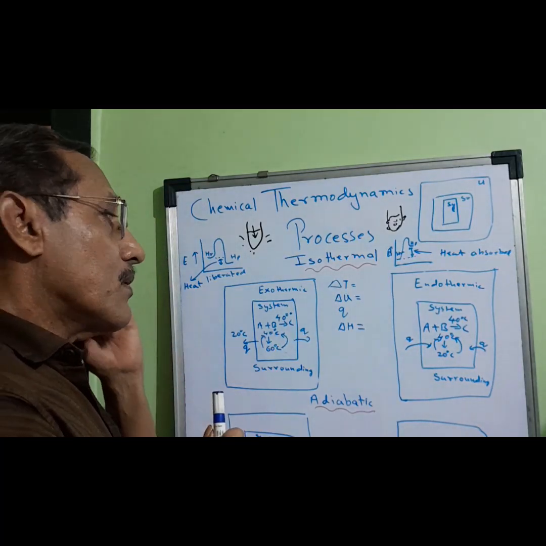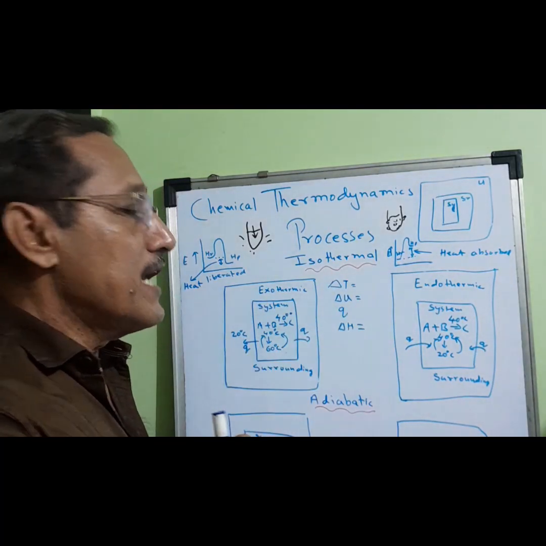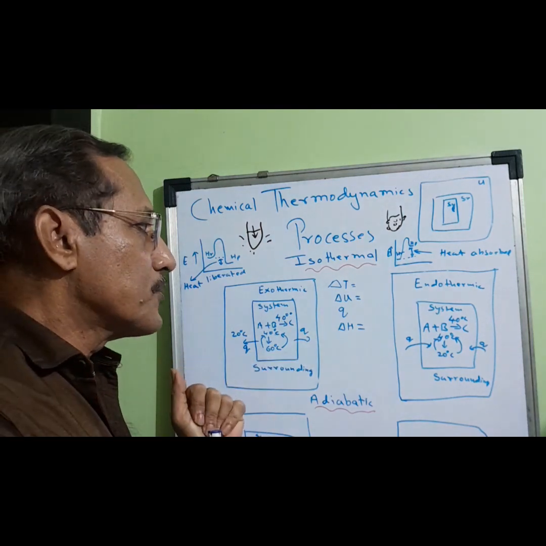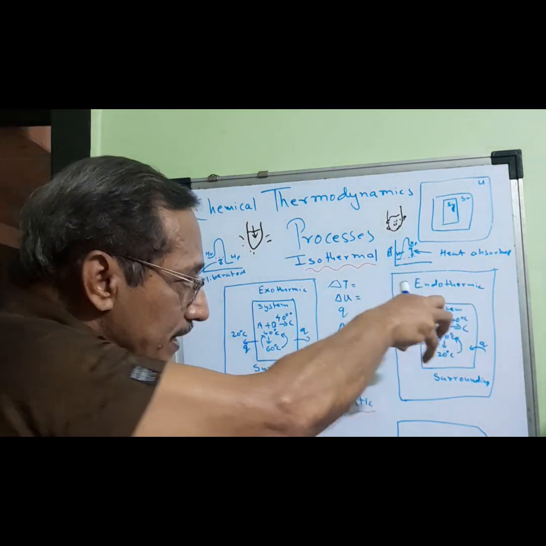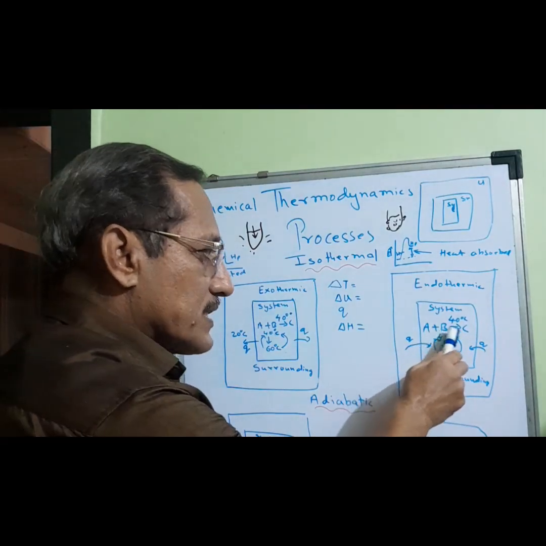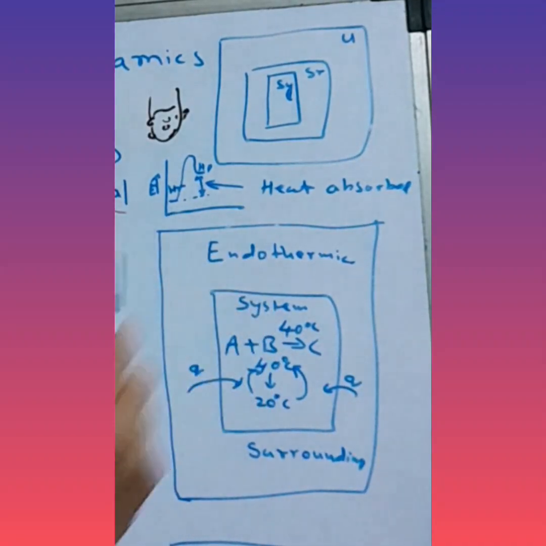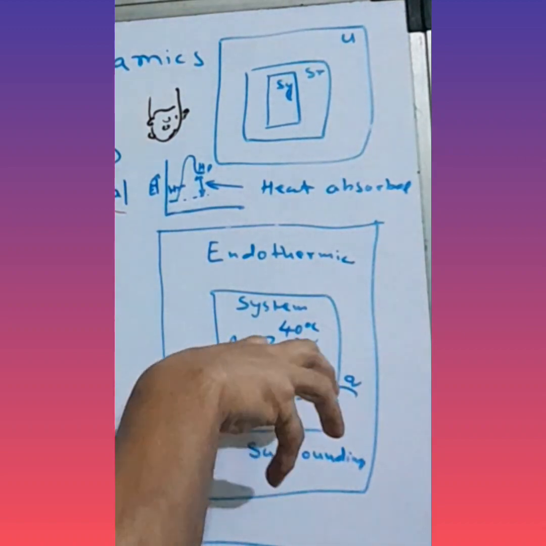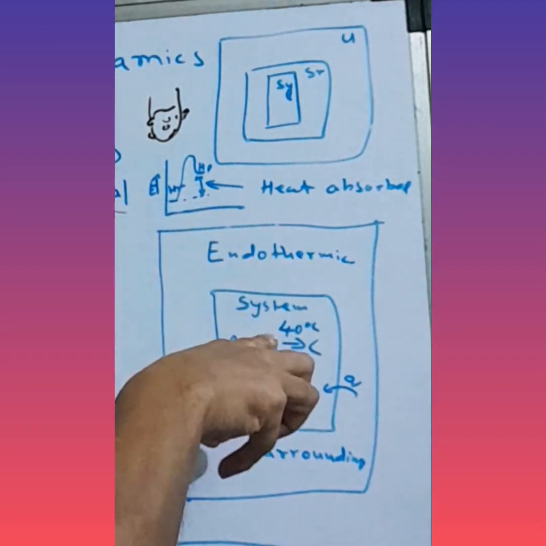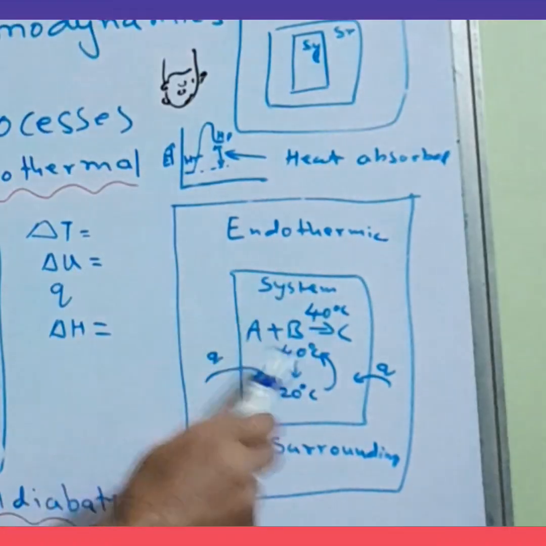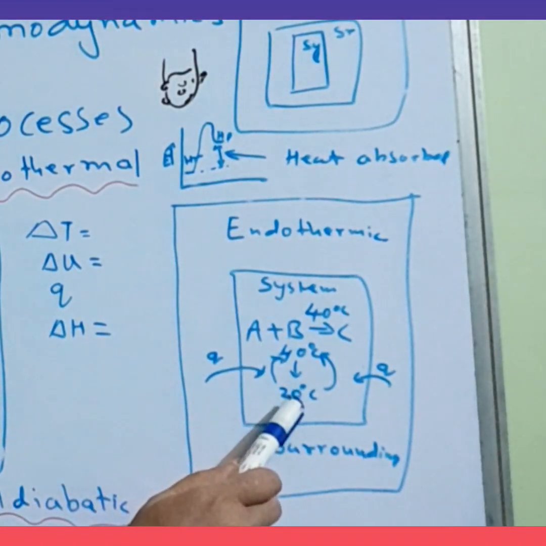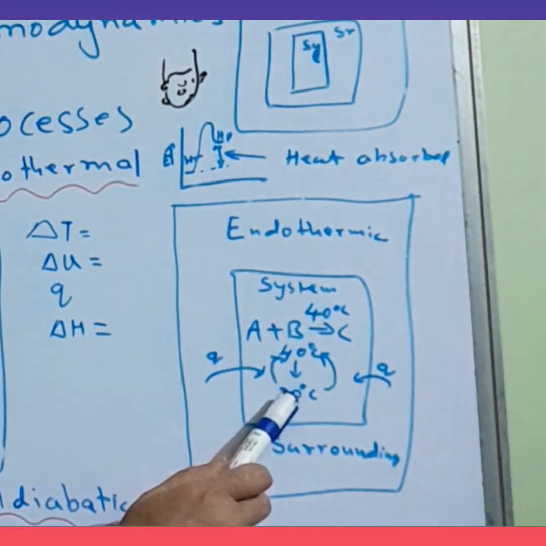Fine. Now let's come to endothermic process. In endothermic process, what happens? As I told, it takes heat from the system. So the same reaction carried out at 40 degrees Celsius, but since it's an endothermic process, it takes heat from the system. So 40 degrees cools down to 20 degrees Celsius.